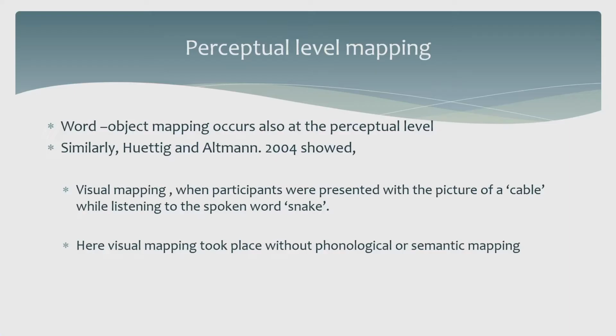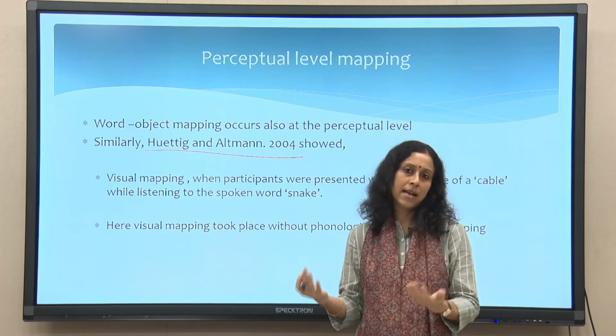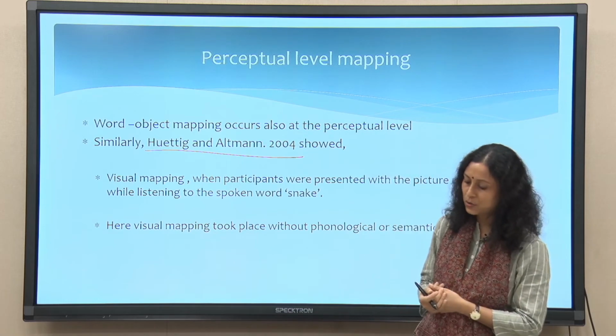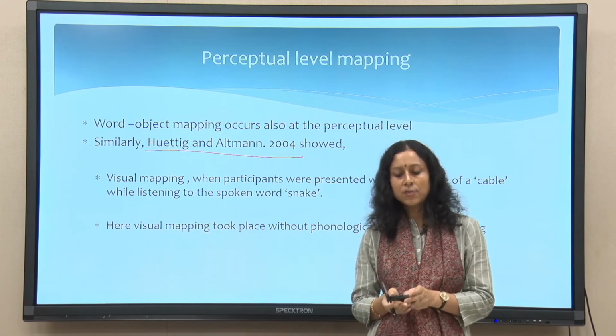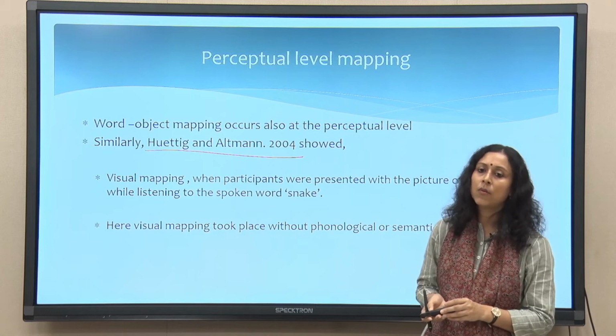This was yet another very important study by Huettig and Altmann 2004. They showed that even when the participants were presented with the picture of a cable, while listening to the spoken word snake, they looked at it. So, there is no phonological similarity, there is no semantic similarity, but perceptually there is a similarity between a cable and a snake, a rope and a snake, and so on. In this case also they found a lot of mapping, a lot of fixations on the picture of the cable.